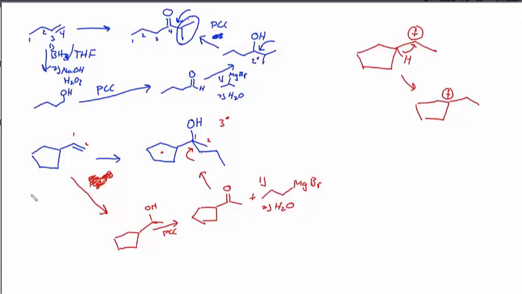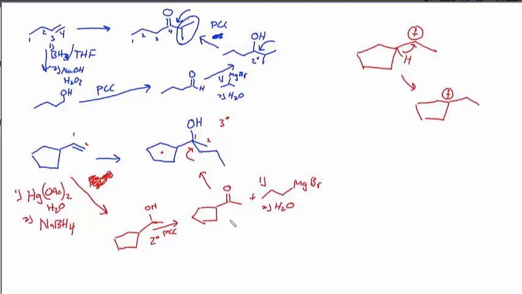And to do that, I hope you remember from the Addition to Alkenes chapter, mercuration. So mercury diacetate and water, followed by NaBH4 to reduce the carbon-mercury bond. That will give us the secondary alcohol without rearrangement.